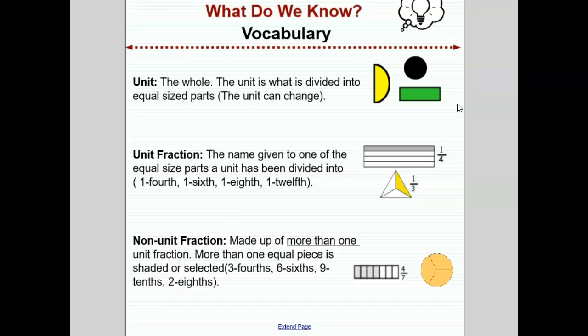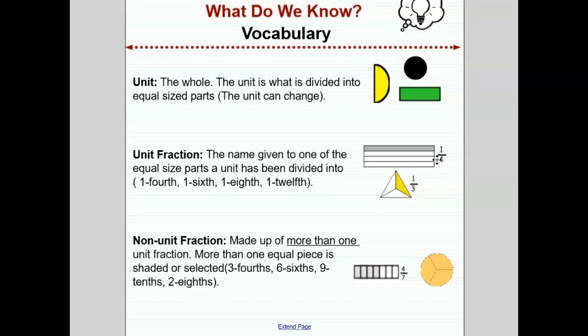You learned that the unit fraction is the name given to one of the equal-sized parts the unit has been divided into, such as 1/4, 1/6, 1/8, or 1/12. We know that these two fractions represent unit fractions because only one of the equal-sized parts has been shaded or selected.